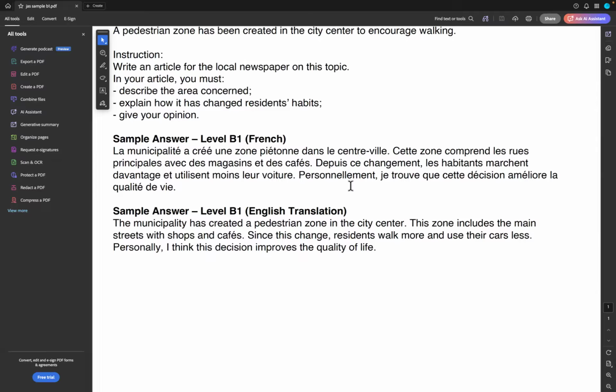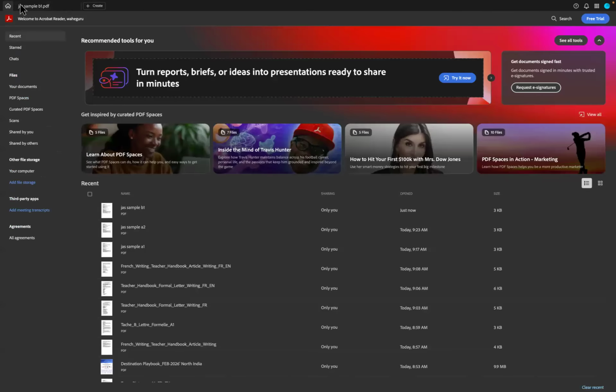Personnellement, personally, according to me, je trouve que cette décision, I find that, okay, personally, I think that this decision améliore, is to ameliorate, to improve la qualité de vie, the quality of life. This was the level of B1. Now you have gone through the 3 levels.